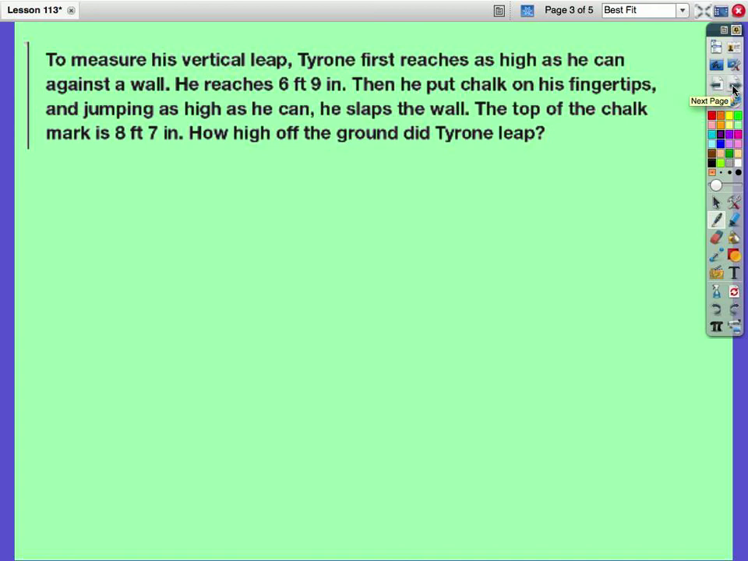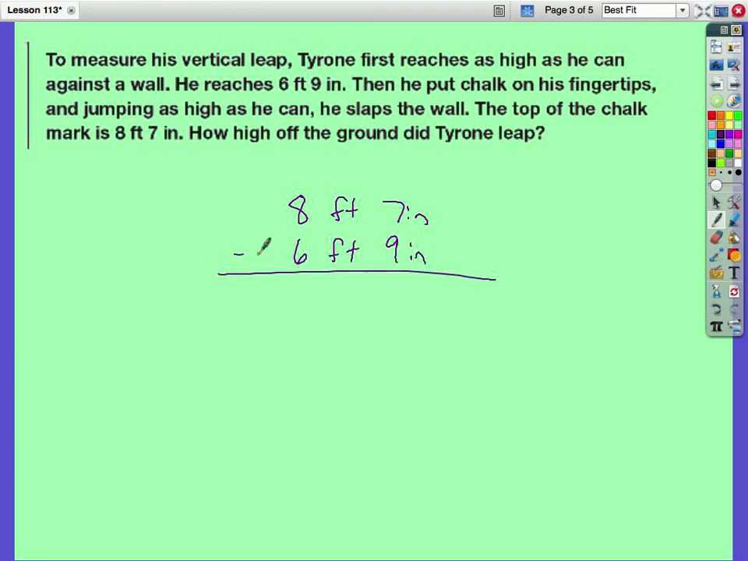To measure his vertical leap, Tyrone first reaches as high as he can against a wall. He reaches 6 feet 9 inches. Then he put chalk on his fingertips, jumped as high as he can, slaps the wall. The top of the chalk mark is 8 feet 7 inches. How high off the ground did Tyrone leap? So we need to take his jumping mark minus how far he reached when he was standing flat, and that will give us how high he could jump.